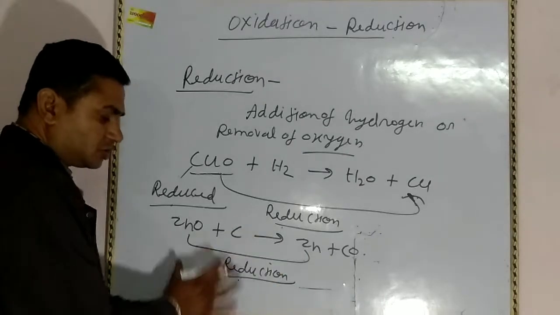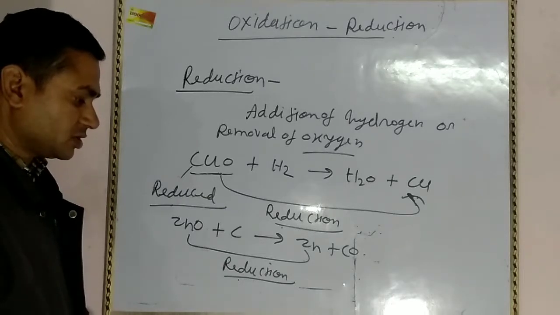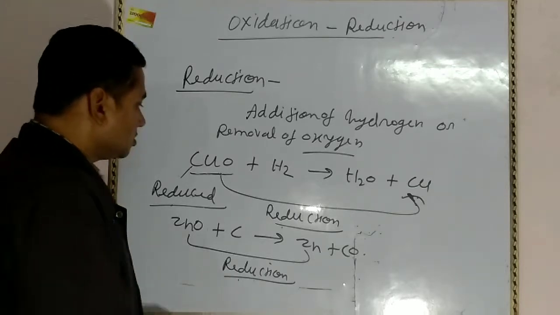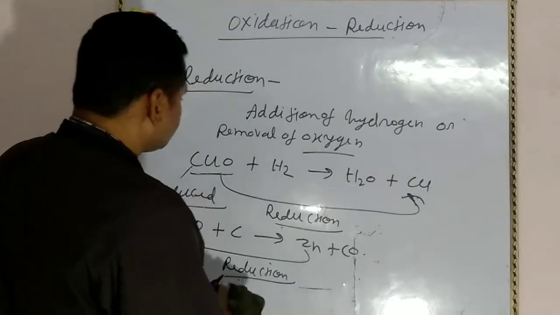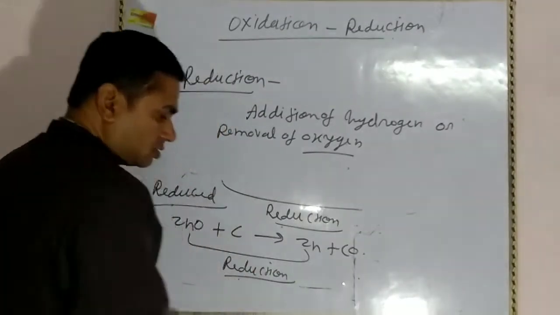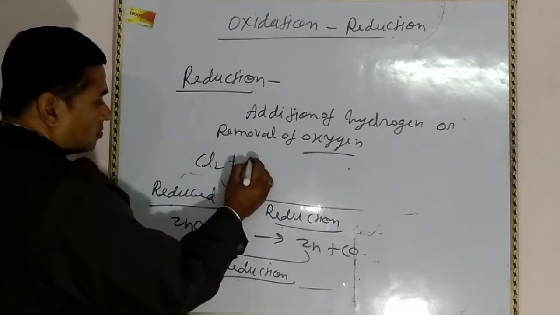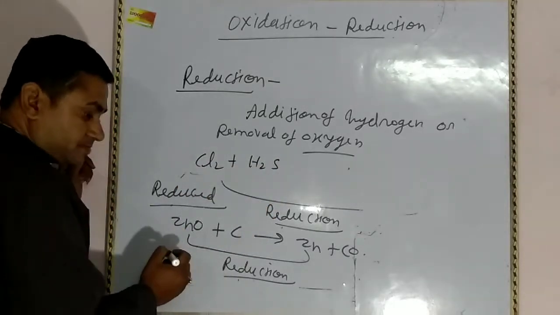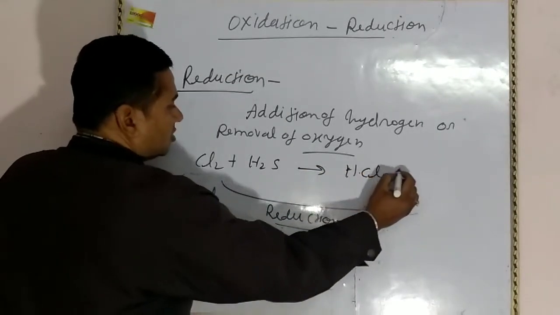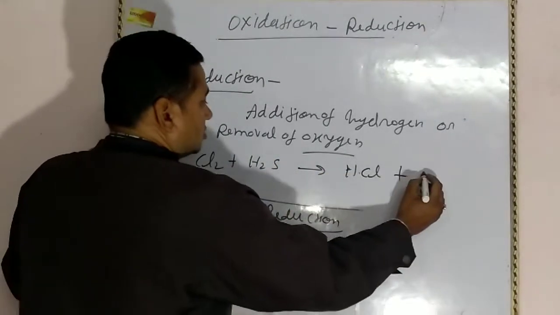Reduction understood. So removal of oxygen and addition of hydrogen you can see in the same reaction. If I write here Cl2 plus H2S, then it forms HCl and sulfur.